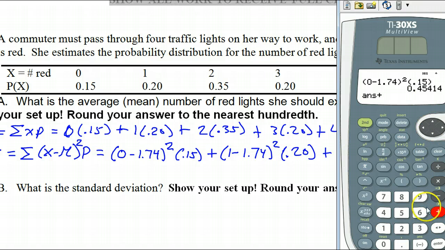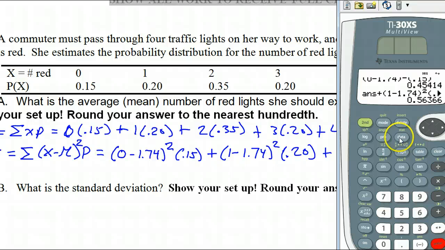I'll do one more. So plus, and then I would do 1 minus 1.74 squared times 0.20. Enter. So I'd keep doing that over and over again until I got to the end. Okay.